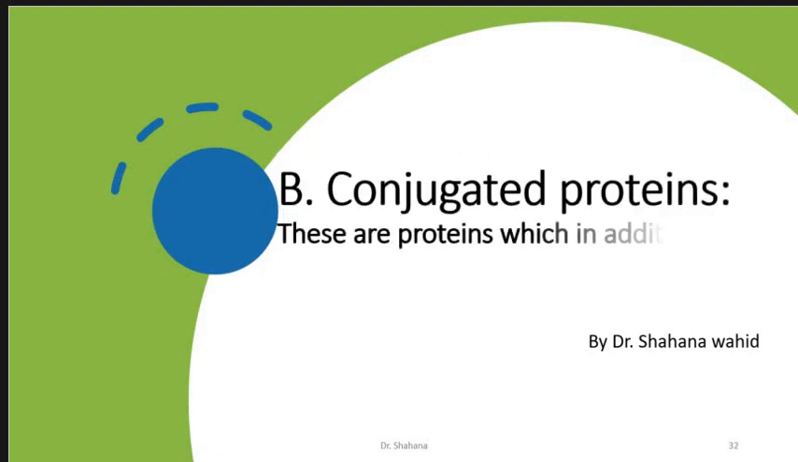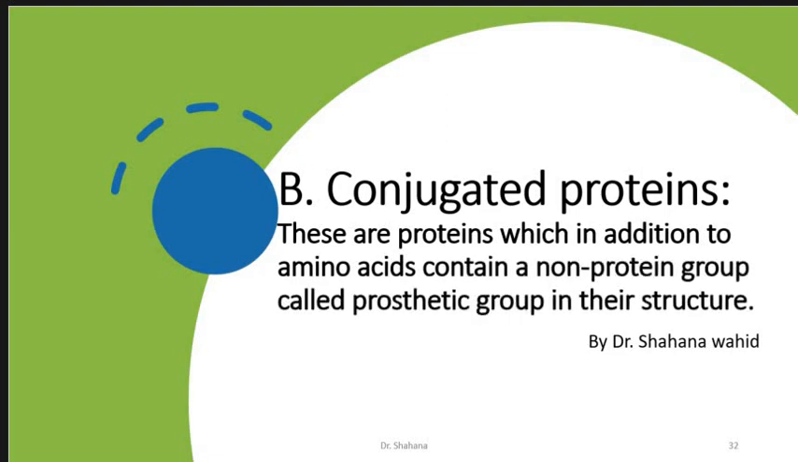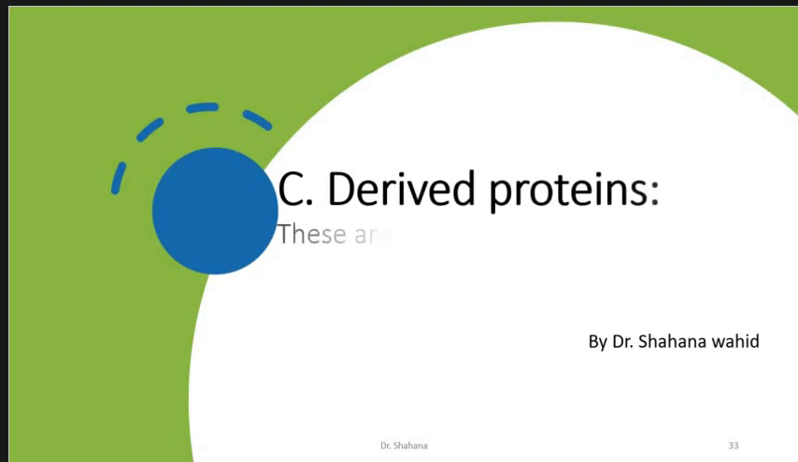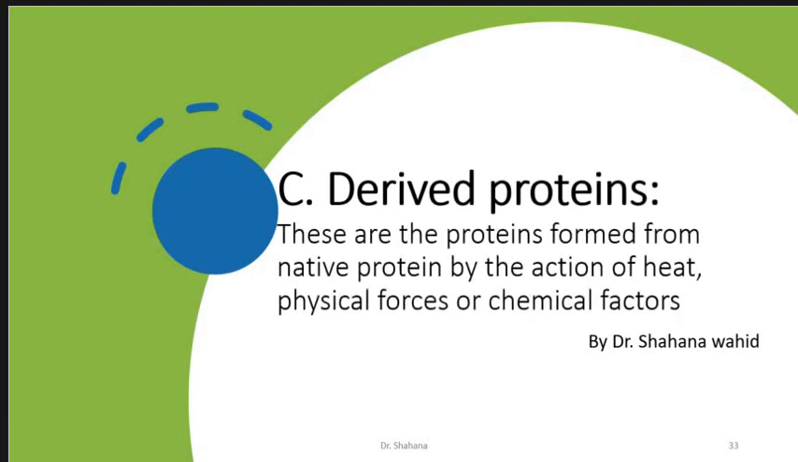What are conjugated proteins? These are those proteins which contain an additional group along with the amino acids, and on hydrolysis another group, which is called the prosthetic group, will be produced. Third class is the derived proteins. What are derived proteins? They are those proteins that are formed by certain types of reactions or by physical or chemical factors. These types of proteins are derived. They are not naturally present.